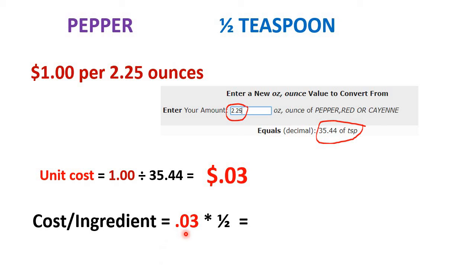So now I need to figure out how much do I pay for the pepper in my recipe. Well, it's 3 cents per teaspoon. I need a half of a teaspoon. So I multiply it by a half, and so how much do I pay for my pepper in this recipe? Excellent, 2 cents.